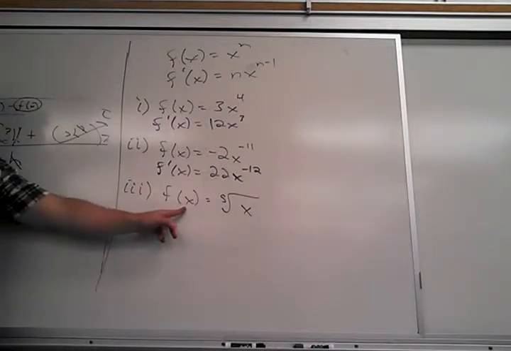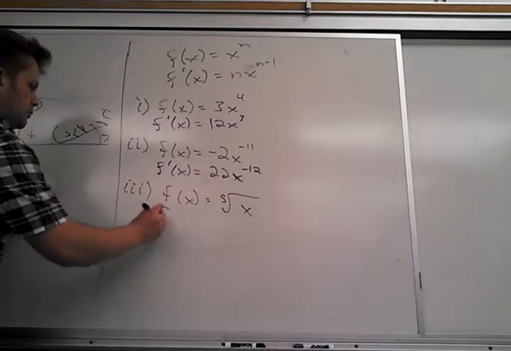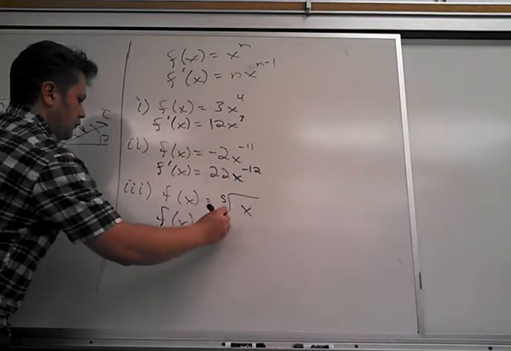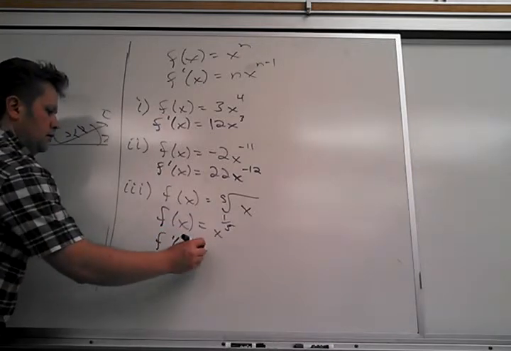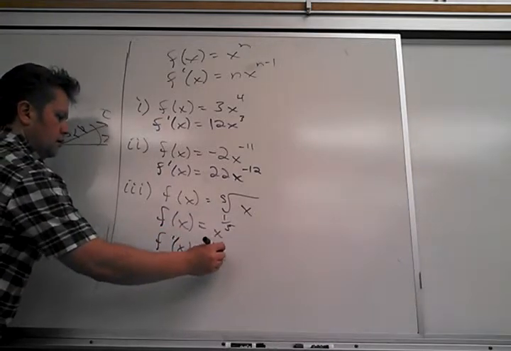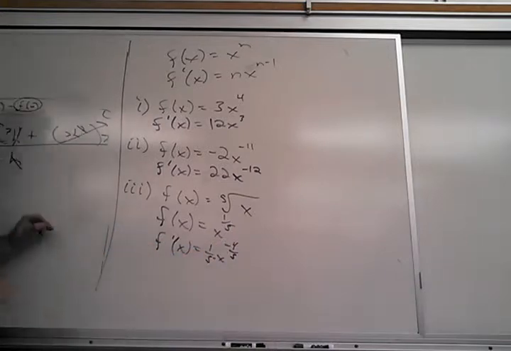What do you have to do with this guy first? I like it. Put it in x to the power form. So then the rule applies. So what's f prime going to be? 1/5 x to the negative 4/5. Kick ass. All right. Not too bad.